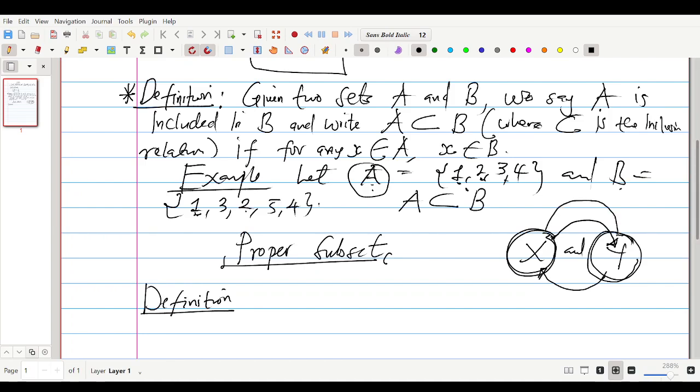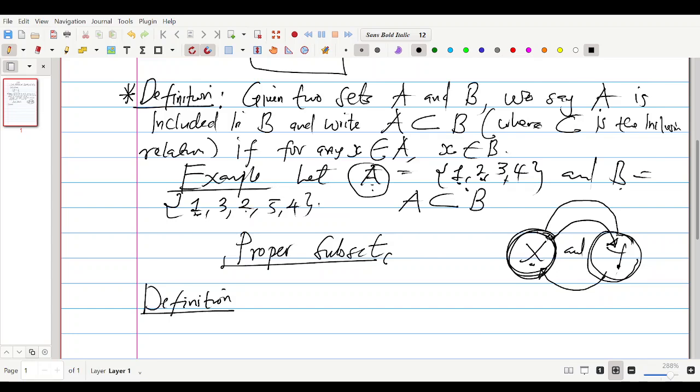Did you get that? I go one more time. For you to assert that set X is a proper subset of Y, two conditions have to be observed. The first is that there should be at least one element in Y that is not in set X. Number two, set X should be a subset of Y, which I've already explained in the first definition.